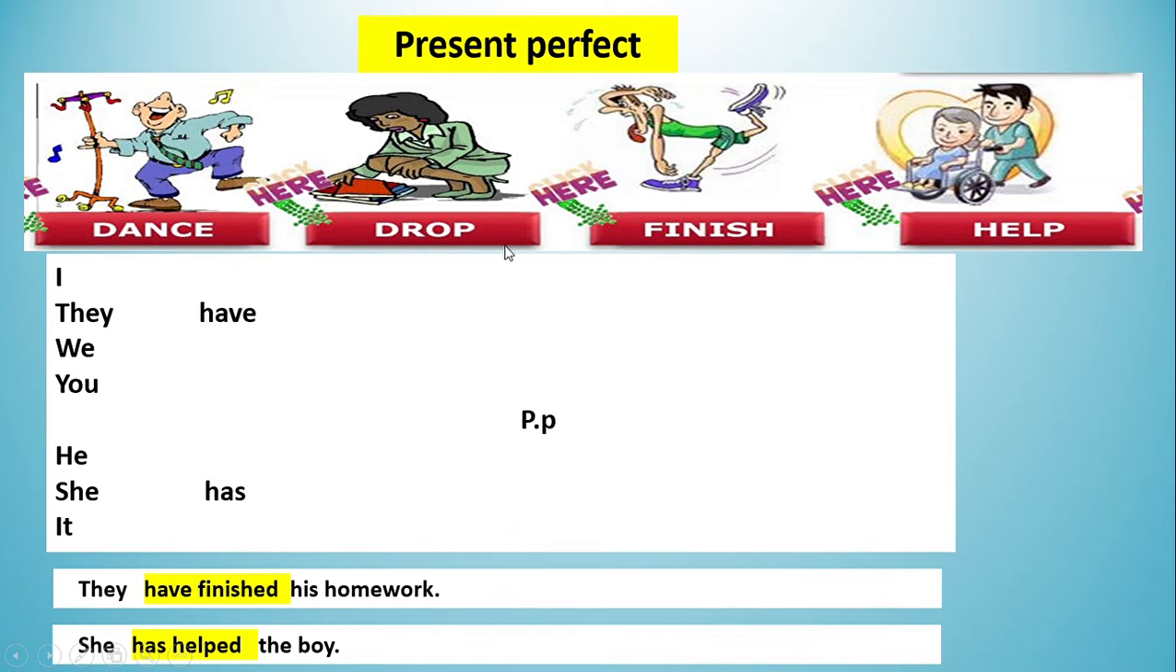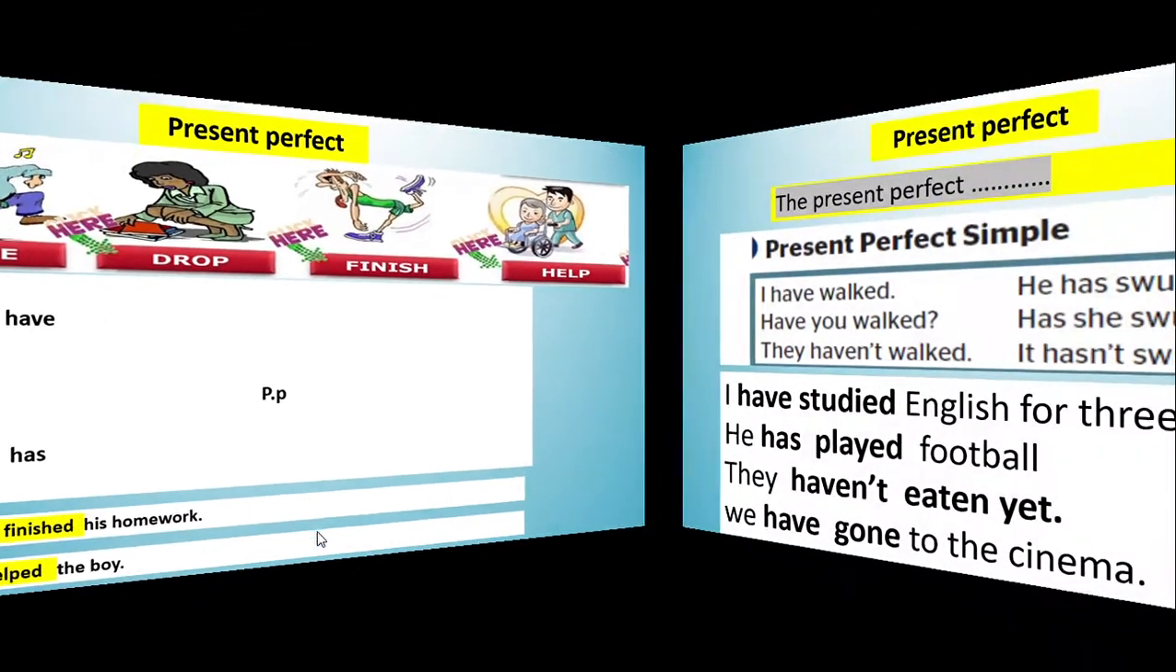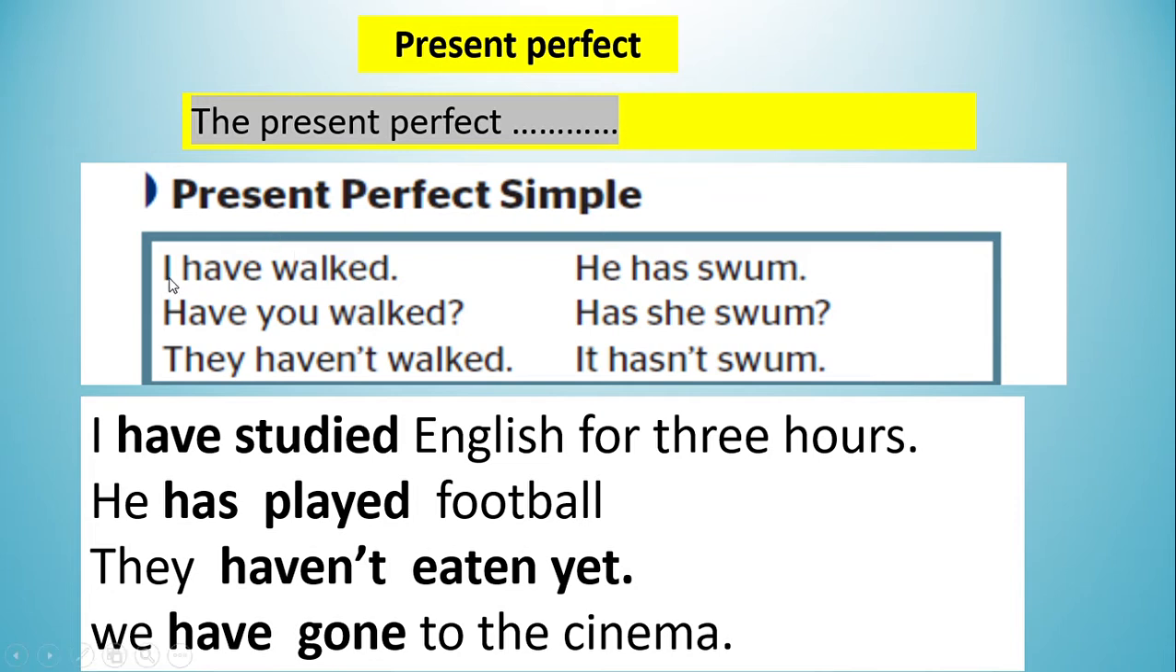So, to complete your sentences in present perfect, let me present the form. Have or has plus past participle. Have with the plural subject and I. Has for only singular. For example, they have finished their homework. She has helped the boy. For present perfect simple statement, I have walked. For singular, he has swum.